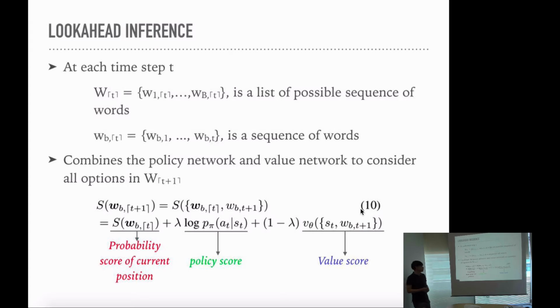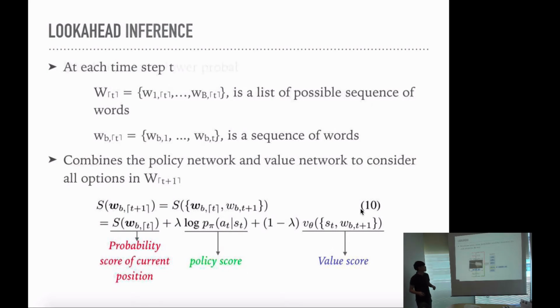So how do we score this? We score the next state as the sum of the probability score of the current position, the policy score given the action taken for the next state from the current state, and also the value score for the action taken from the current state. So it's basically a trade-off between these three, which gives the inference.